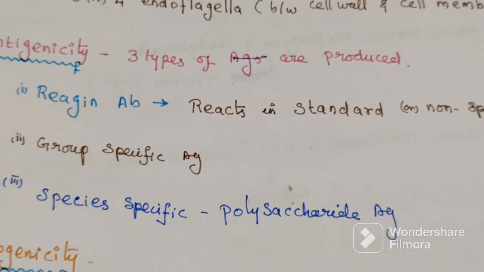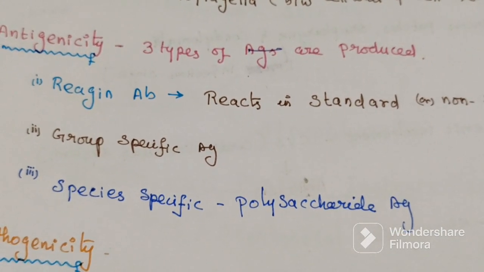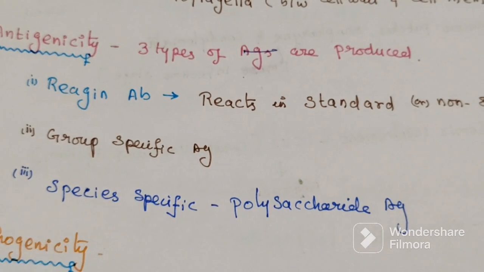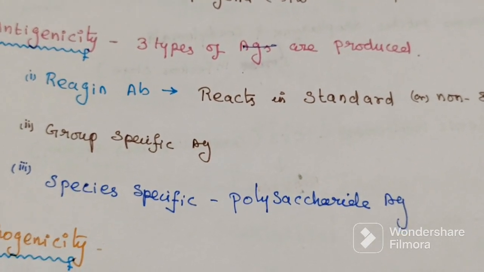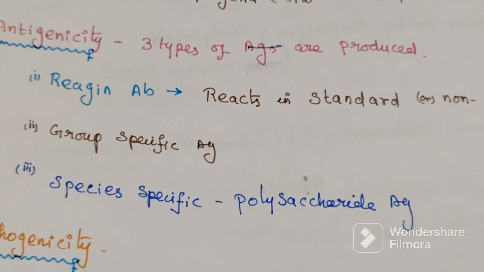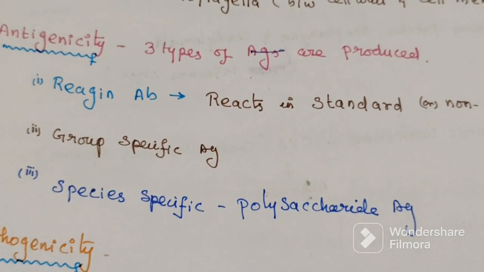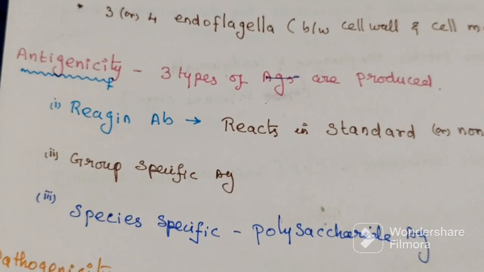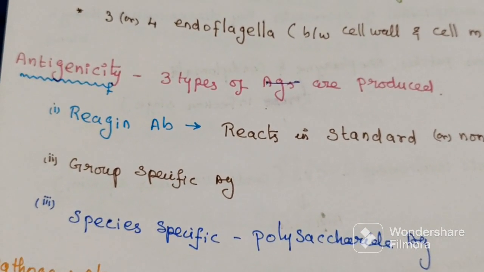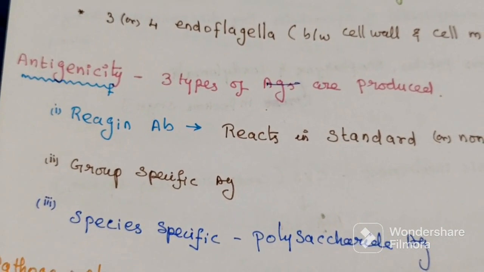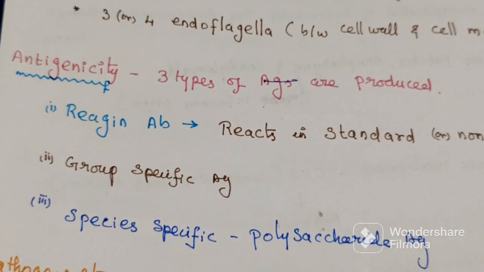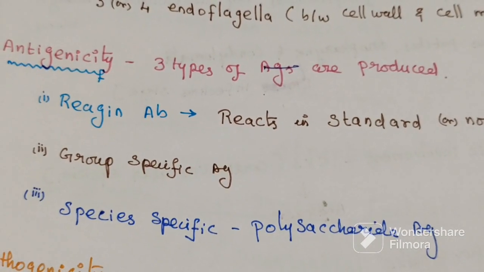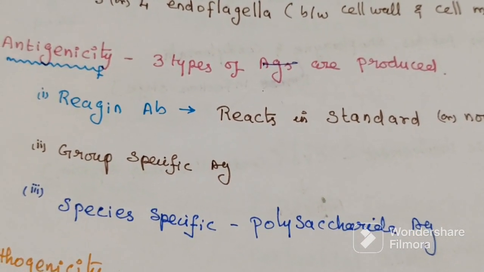cardiolipin antigen. Second is group specific antigen. This is found in Treponema pallidum as well as non-pathogenic cultivable Treponema. Third one is polysaccharide. This is species specific, specific to Treponema pallidum. So there are 3 types of antibodies produced: reagin antibody, group specific antigen, and species specific polysaccharide.